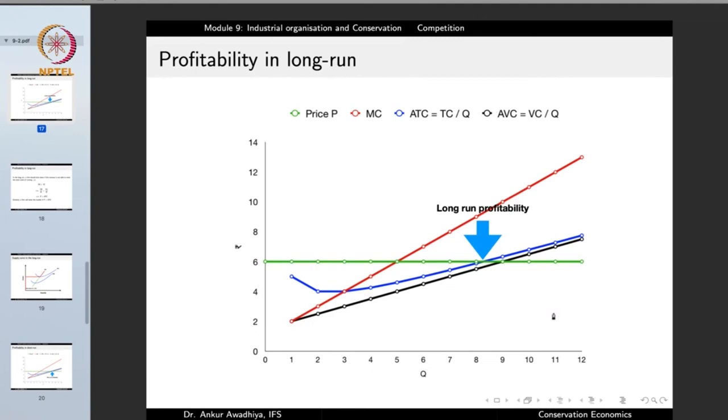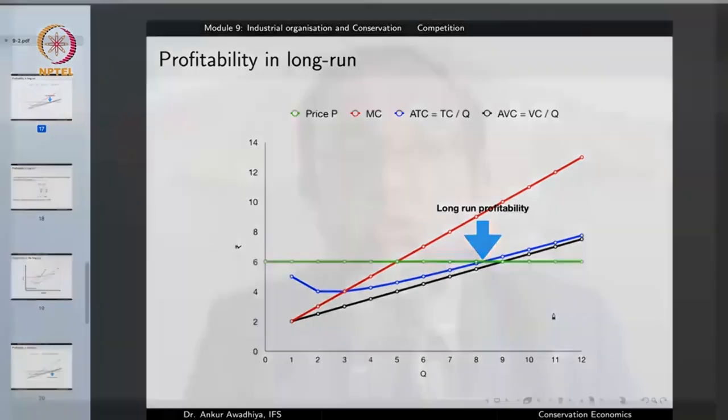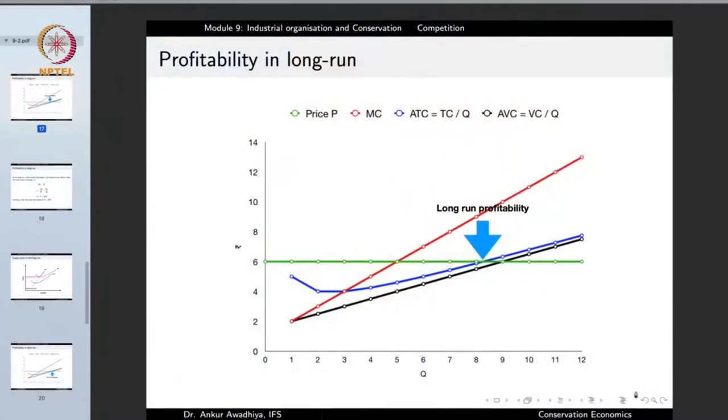as long as the price is greater than the average total cost, we should be producing the goods. Which means that the cost of production is less, the selling price is more, so there is some profit. It may not be a very large profit, but there is some profit. And so we should continue the production in the long run if the price is greater than the average total cost. So we will continue to produce goods till this point where the price is greater than the average total cost. After this point, the price is less and the average total cost has increased.